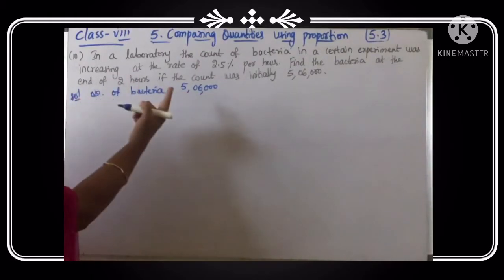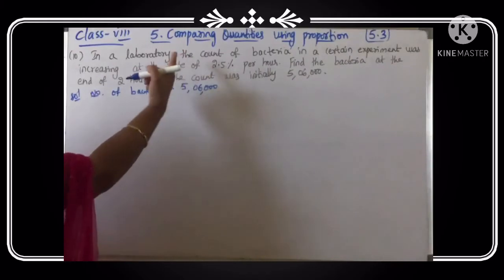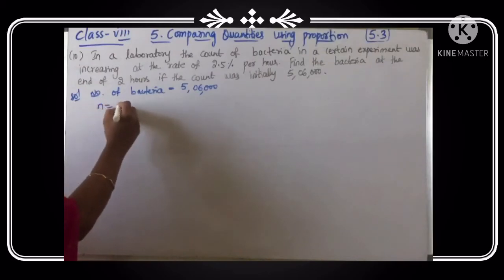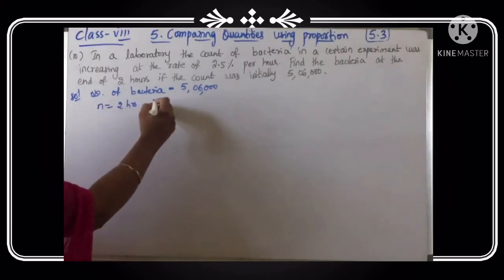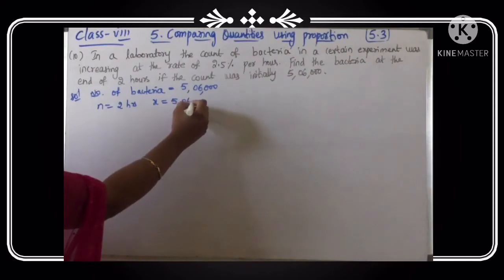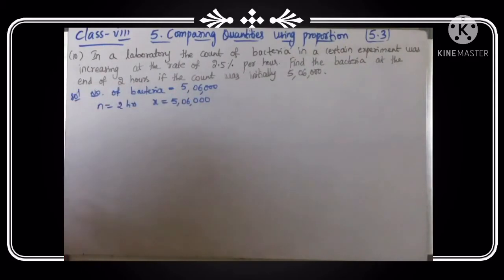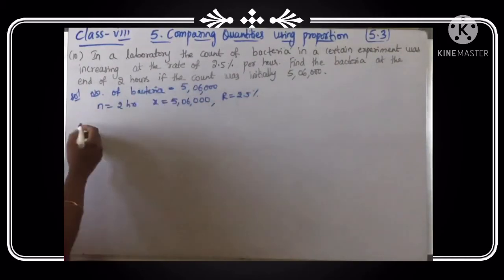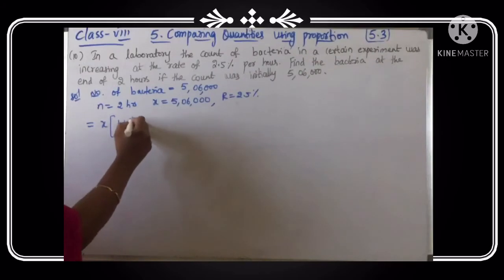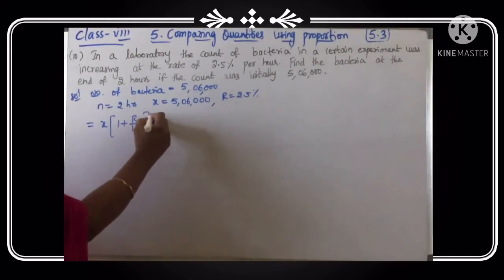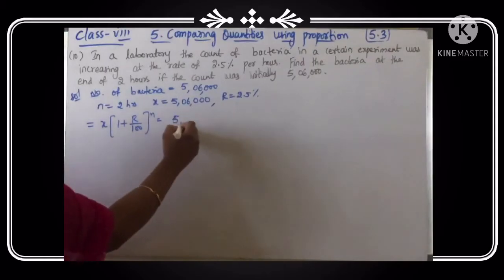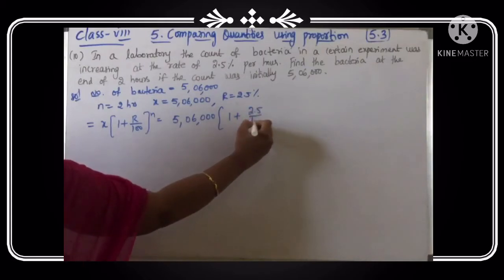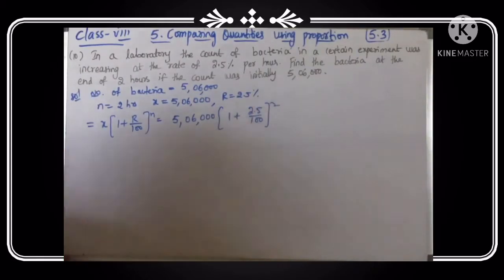Now if they are increasing at a rate of 2.5% per hour, then after 2 hours, their number is what they are asking. So take n is equal to 2 hours and x is equal to 5,06,000. We can't take P here because this is not an amount-based sum. And R is 2.5%. So use the formula x into 1 plus R by 100 whole to the power of n. Here x is 5,06,000 into 1 plus 2.5 by 100 whole to the power of 2.